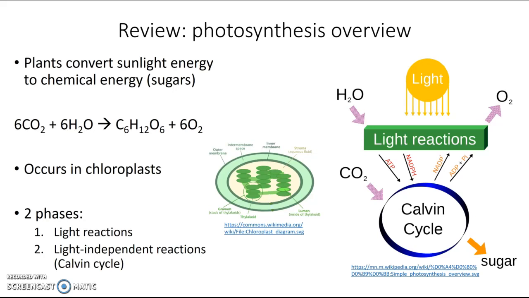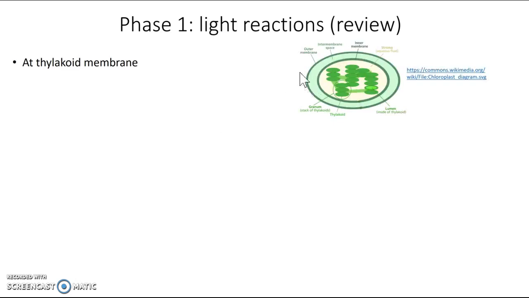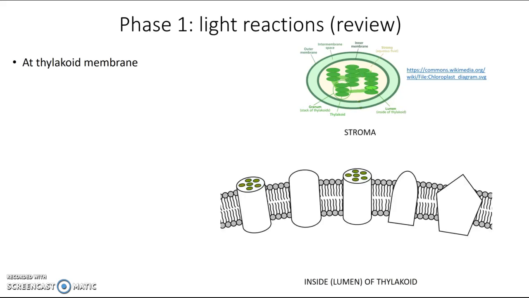So next up, we'll do a brief review of phase 1, the light reactions. As you remember, this phase occurs in the thylakoid membrane of the chloroplast. So if this is our chloroplast here, each of these little individual green things is a thylakoid, and this process is going to occur across the membrane of each one of these. If we could zoom in on the membrane of the thylakoid, we'd see lots of different molecules embedded in that membrane. And on one side would be the stroma, the material that's outside the thylakoids. On the other side would be the inside or lumen of the thylakoid.